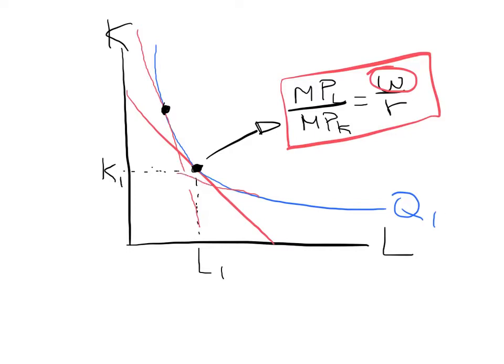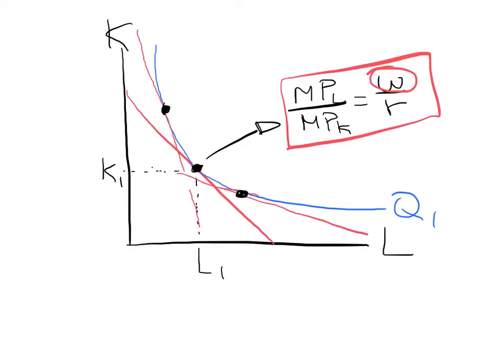The tangency point will be at a lower point of the isoquant because the isocost is going to be flatter. And again, this makes sense. If labor becomes cheaper, then you will actually start using more labor and less capital. You replace some capital with some labor.